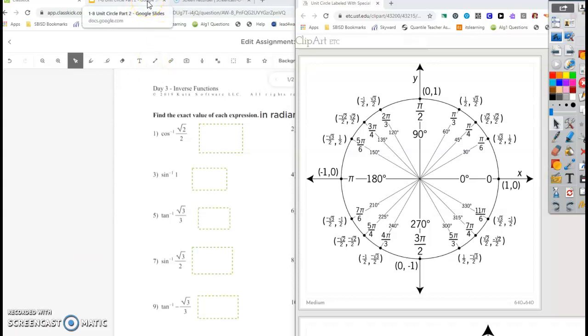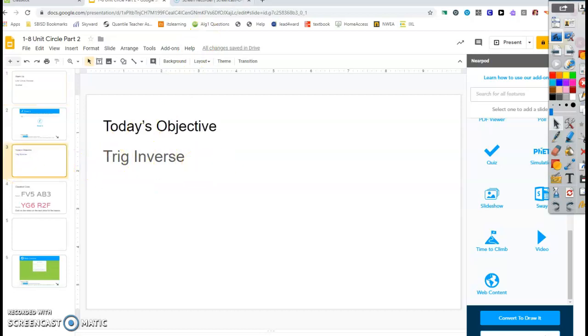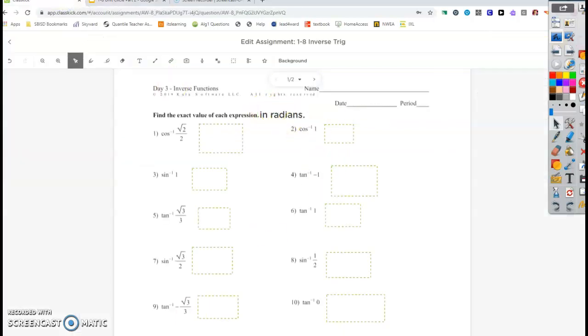So, based on what you did in the warm-up, you are finding certain values on the unit circle given the radians. So now we're going to do the trig inverse. So now we're going to work backwards. So I'm going to basically give you the answer, and you have to figure out what the radians are.